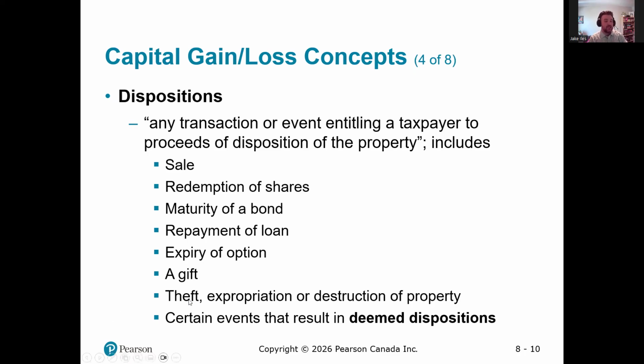If something gets stolen or if it's destroyed, it's considered a disposition, but my proceeds are zero. I sold or got rid of it, but I didn't receive any cash. So thefts and destructions often result in capital losses. There are also certain events that result in deemed dispositions.